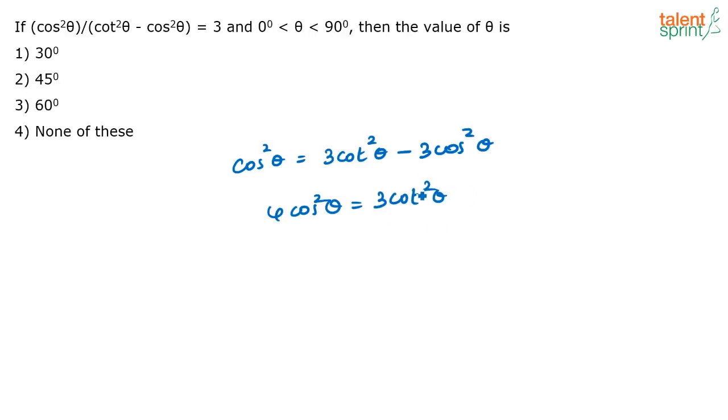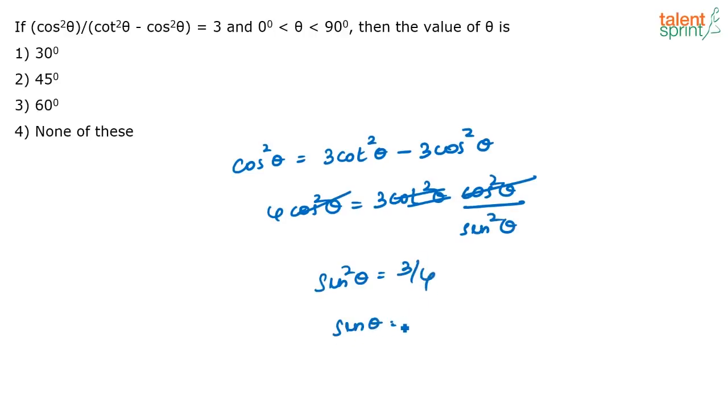Now what is cot square theta? Cot square theta is nothing but cos square theta by sin square theta. This and this will get cancelled. Or I have sin square theta is equal to 3 by 4, or sin theta is equal to root 3 by 2. When is sin theta root 3 by 2? When theta is 60 degree. Option 3. Again, very easy question.